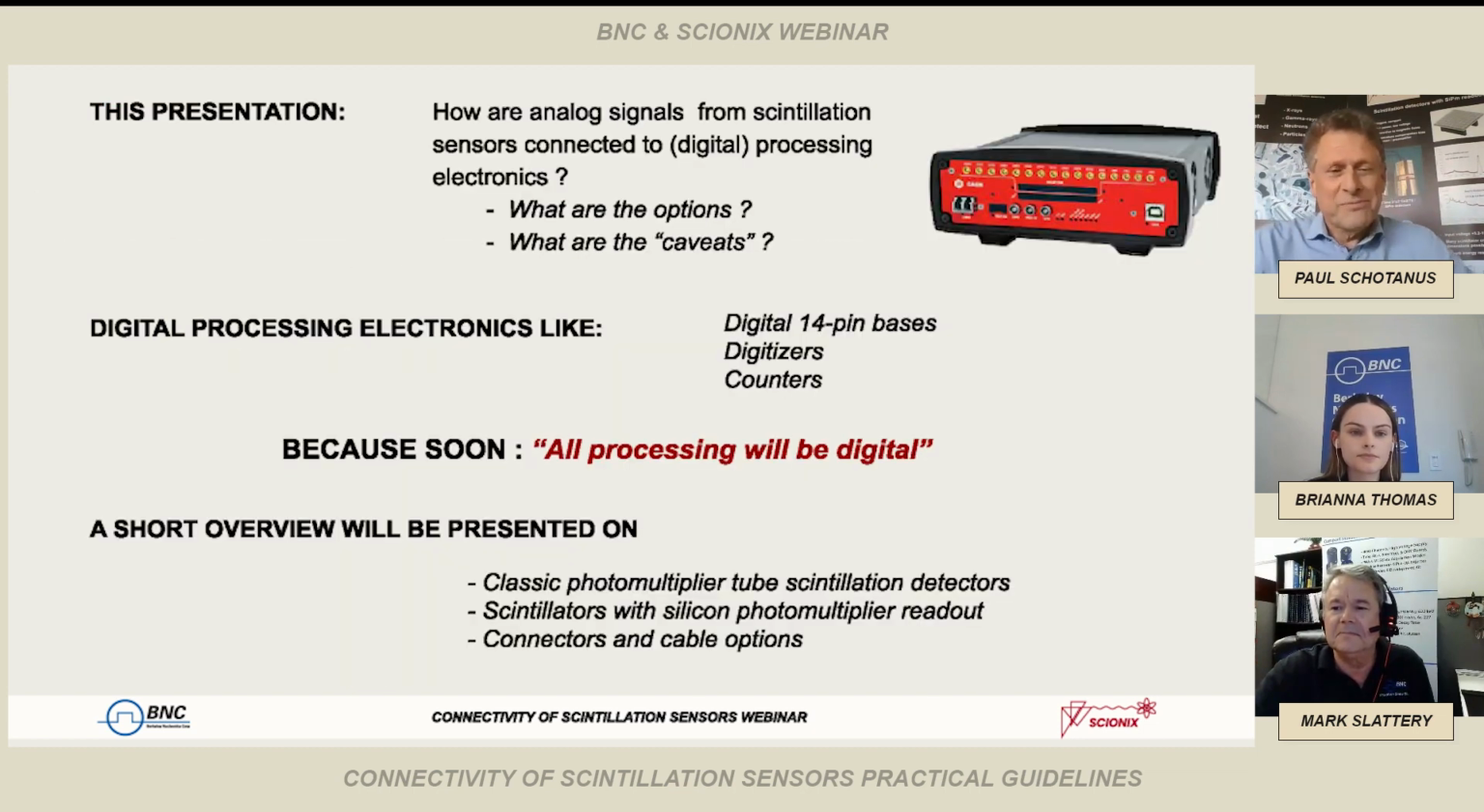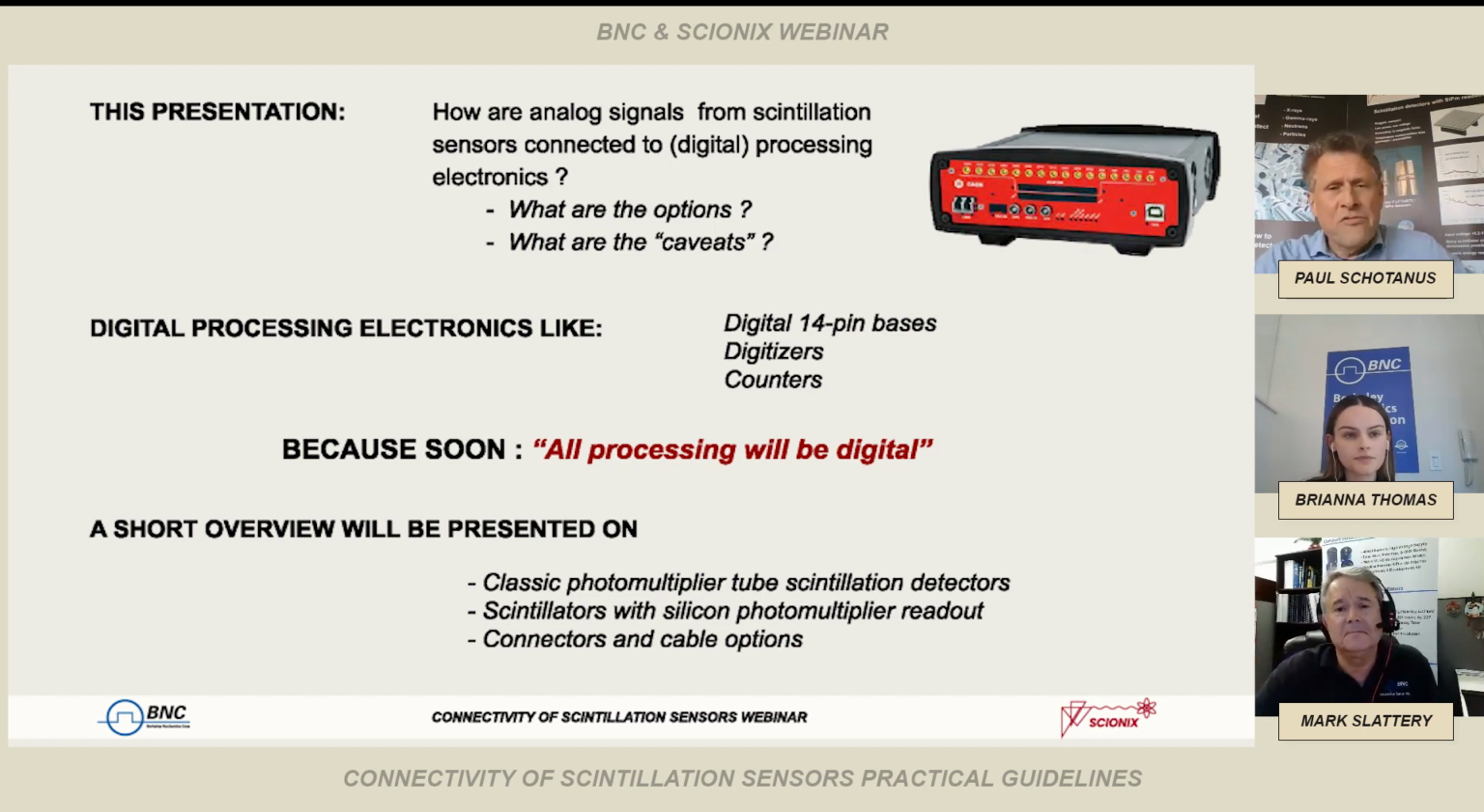In this presentation, I'm going to shortly tell you how you connect signals from analog sensors, because in nature everything starts analog, of course, to digital processing electronics. What are the options? What are the things you have to be careful about? And we should all realize that very soon all processing of signals will be fully digital. And with digital electronics, I mean digital bases, for example digitizers like you see one there at the top, or counters where you just count interactions.